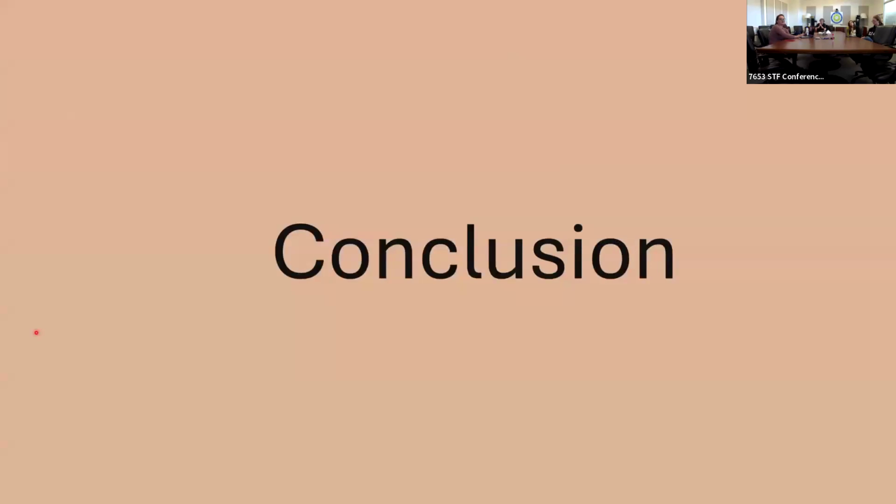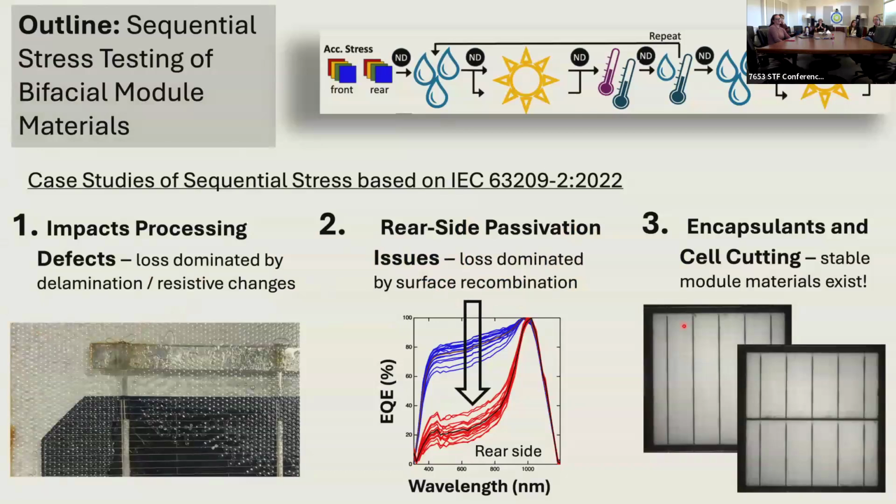So to conclude, these were the three different stress case studies that we went through today. The first case was the impact of processing defects, where much of the problems were associated with the packaging materials. So we saw a loss dominated by delamination and resistive changes when that delamination progressed. The second case study was when the cell itself is unstable, but maybe the lamination process is a little better. Here we saw rear side passivation loss dominated by surface recombination. And then the third case study was when nothing's actually wrong with the sample. So stable module materials do exist, and that's good news for us in the future.